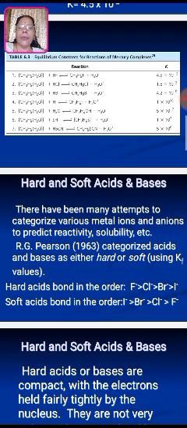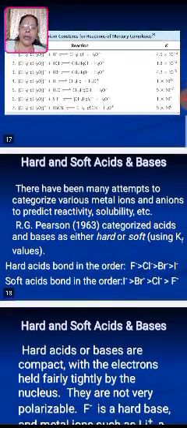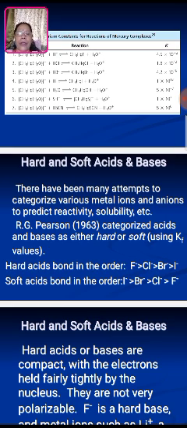Hard and soft acids and bases: there have been many attempts to categorize various metal ions and anions to predict reactivity, solubility, etc. R.G. Pearson, the scientist, in 1963 categorized acids and bases as either hard or soft using the Kf values. Hard acids bond in the order fluorine, chlorine, bromine and iodine, which is an increase in energy. Soft acids bond in the order iodine, then bromine, then chlorine and then fluorine.